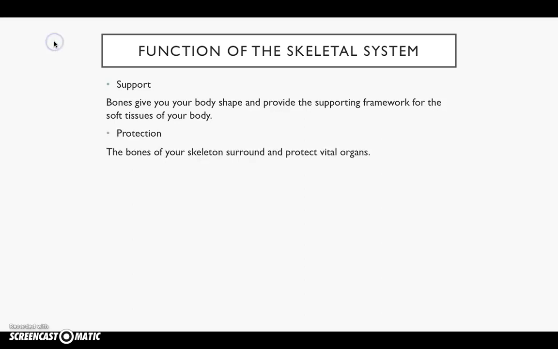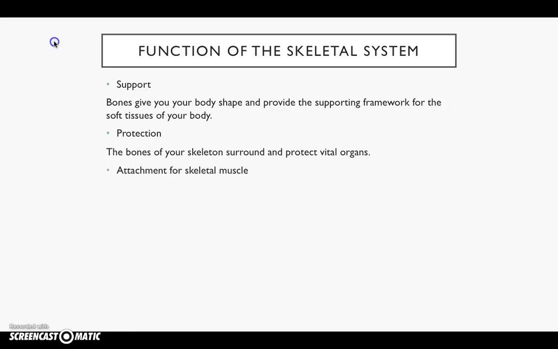Protection. The bones of your skeleton surround and protect vital organs. We should know these flat bones such as the ribs, cranium, protect certain parts of your body. And when we're talking with regards to sport, you could talk about a tackle in rugby, falling to the floor in something like wrestling, or having a punch to the face in boxing, or punch to the head.